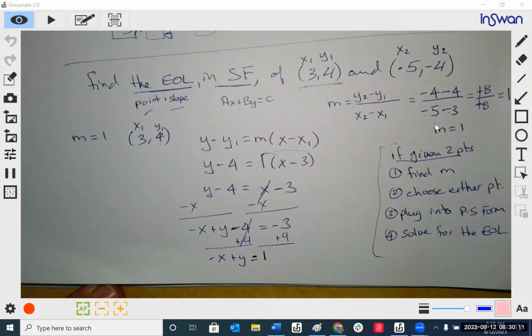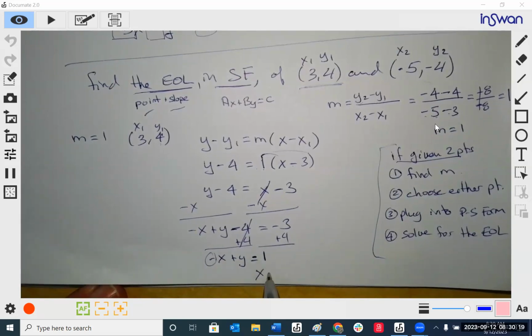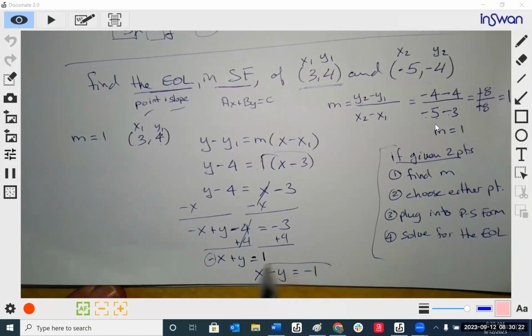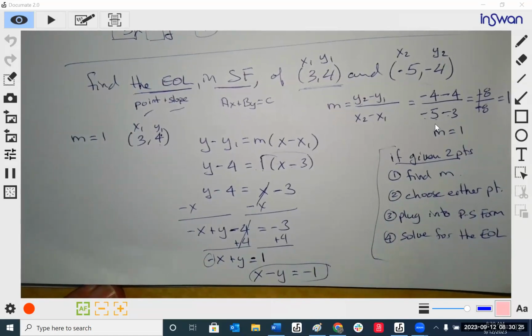Last step. Because remember, it has to have a positive here. So we just change all the signs. X minus y equals negative 1. And there's your equation in standard form. So if you're given 2 points, you can find the slope, choose either of the points, plug it in there, take it from there.